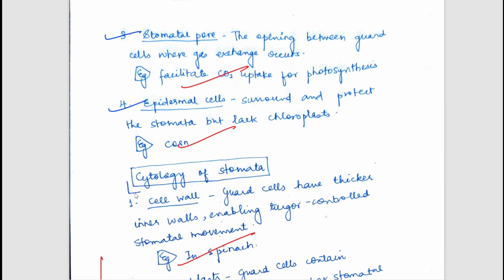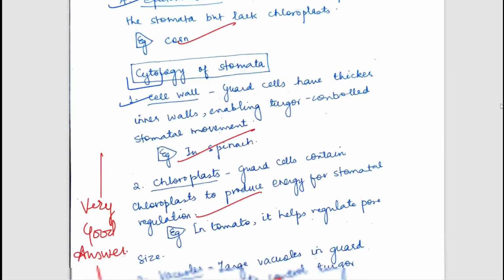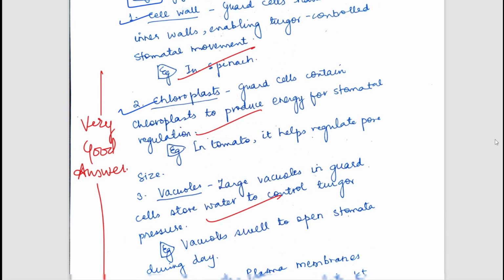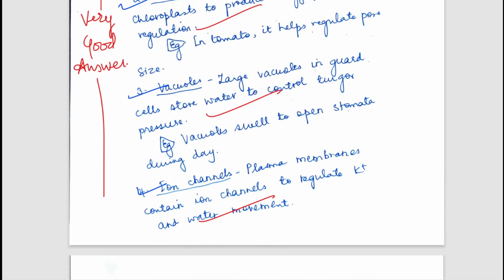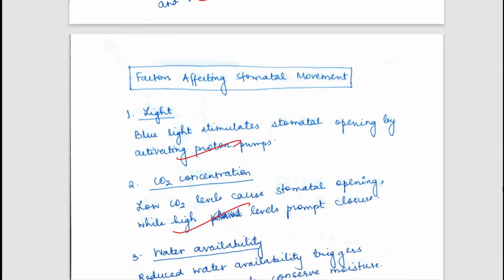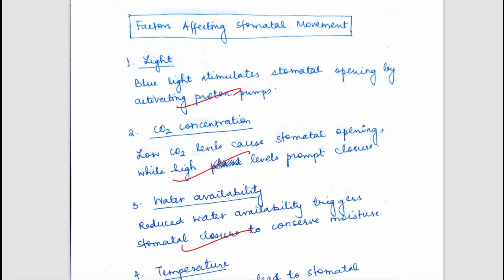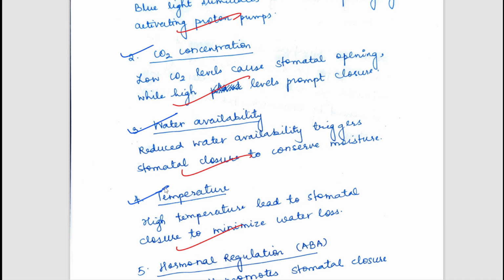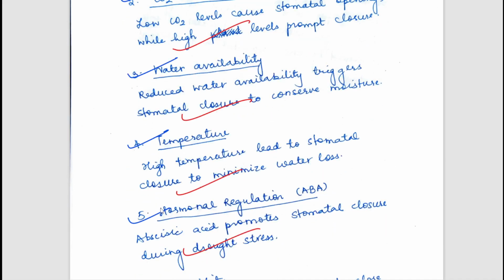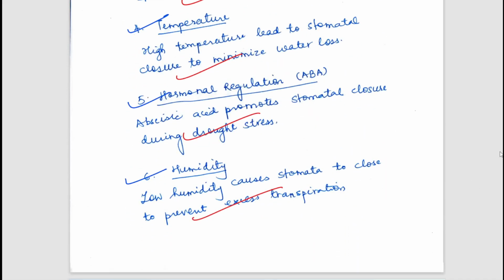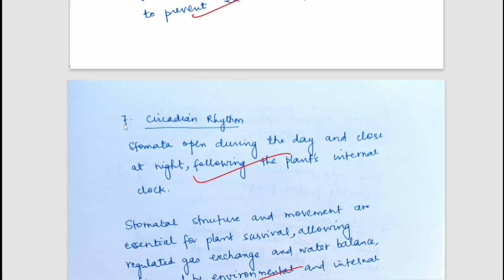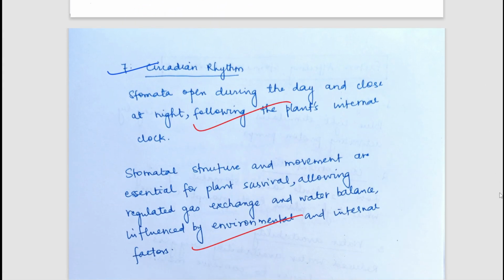Cytology, that is the cells present in stomata. You will find the cell wall present, chloroplast present, and vacuoles present. So these are the structures of the cells. Ion channels are present. Now, what are the factors affecting stomatal movement? Obviously, light, CO2, water availability, temperature, and hormonal regulation. These are the factors which affect stomatal movement. You all know humidity is another factor. Circadian rhythm is another factor. You can simply pause and read it.